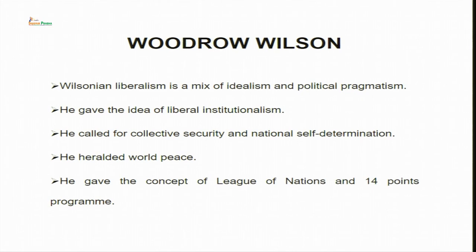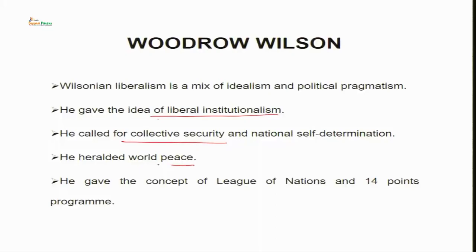Next is Woodrow Wilson. Woodrow Wilson's idea of liberalism is a mixture of idealism and pragmatism. What is pragmatism? To have a practical point of view. So, he gave the idea of liberal institutionalism. He believed in institutions. And he also gave the idea of collective security, because institutions provide us collective security. They ensure our safety. They ensure our security. They are the guarantor of peace. And national self-determination. Wilson also strived for national self-determination. So, he heralded world peace.